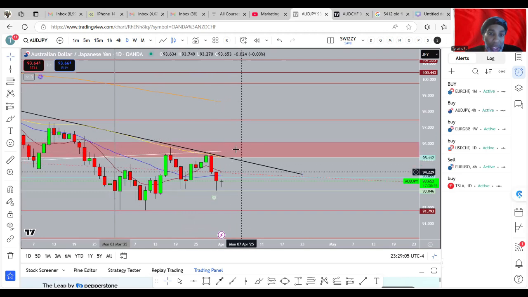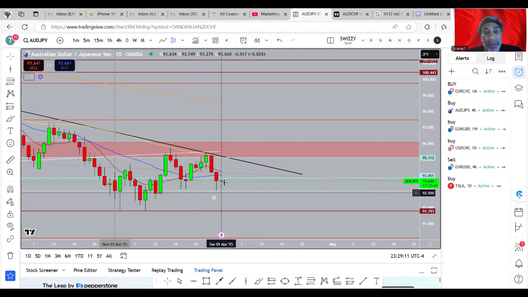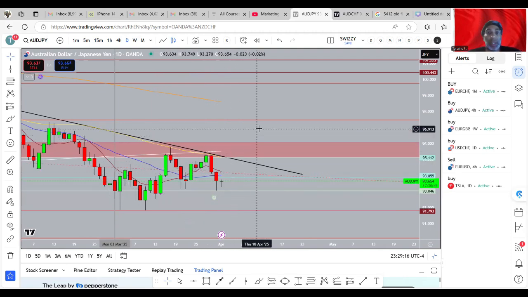But you don't want to wait till it gets up here. If we think this is going up, we want to wait for a sign and get in down here. So I got a buy limit. We'll see what happens. But these are a couple of pairs that you can look at for this week.